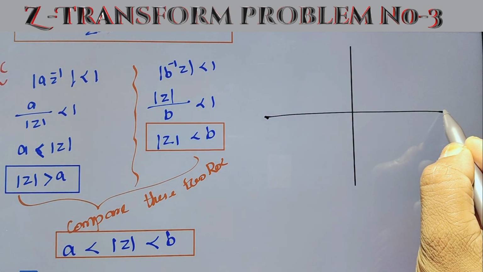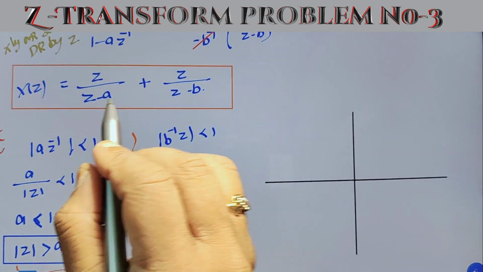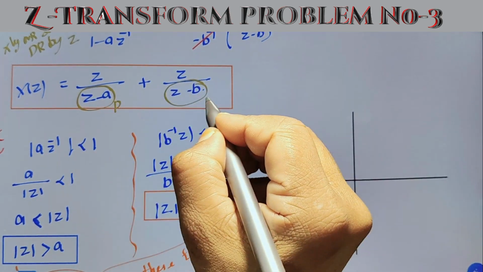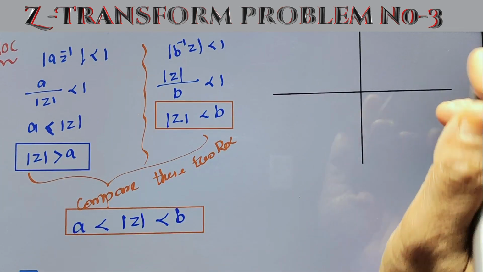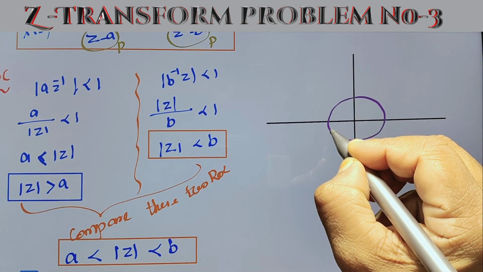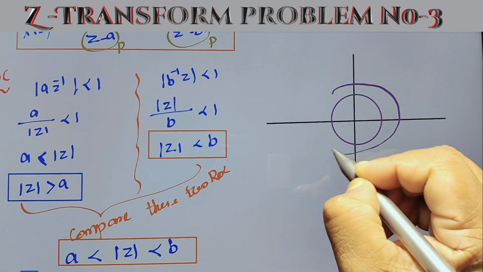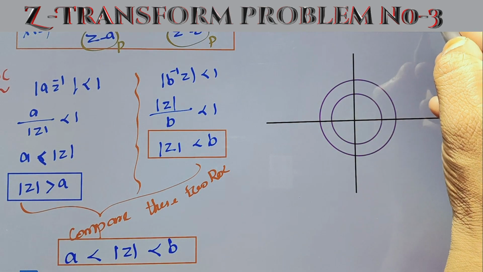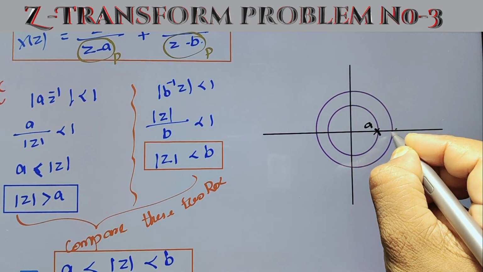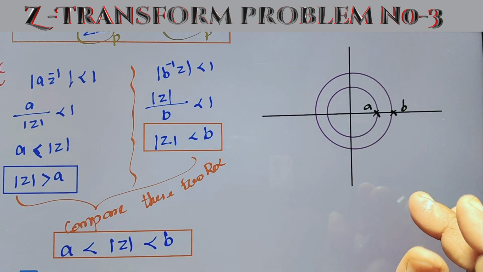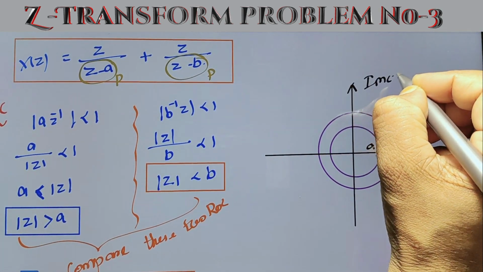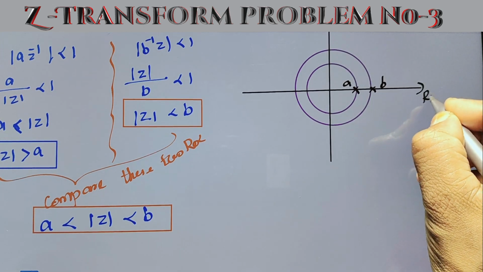Here there are two poles. This is one of the poles, and this also, there are two poles. So you have to draw two circles, one circle surrounding another circle. Here there is radius a, this is for one pole, and this is for another pole. So here this is the limit. This is the axis for imaginary of z, and here real of z, right?